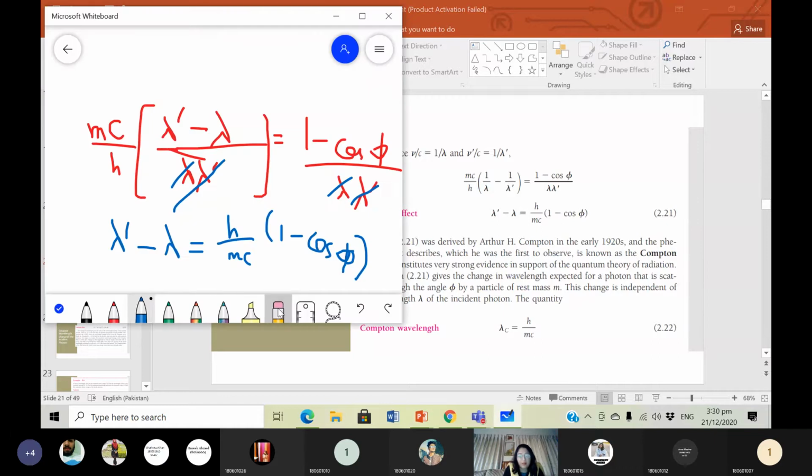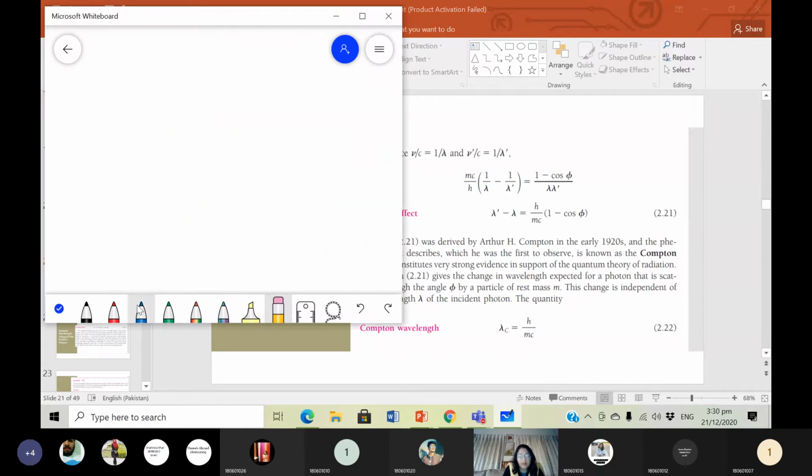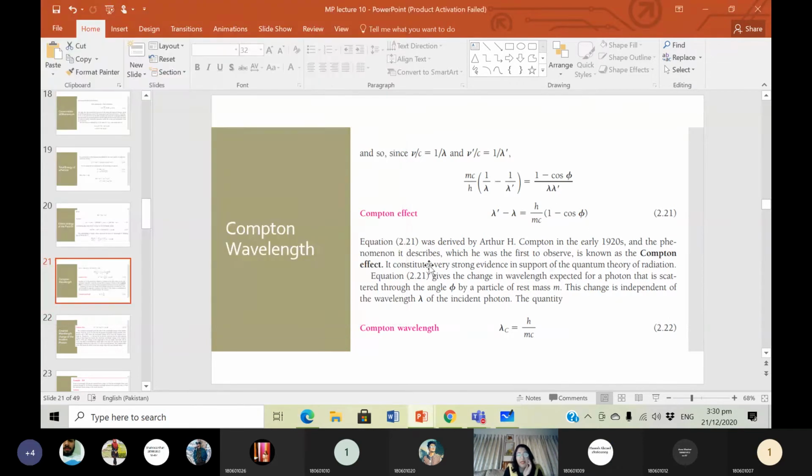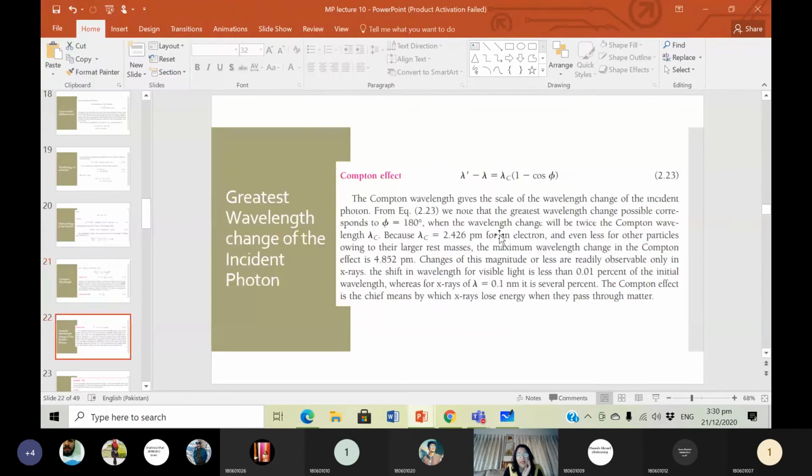If we draw a diagram for cos of theta, we have a diagram that looks like this, okay? Because it's 1 minus cos theta, okay? If cos is 1 here, then it will be 0. And here, what will its value be? -1. So if we put -1 here, it becomes 2 times h over mc. So that is the greatest possible change in the wavelength that you can get, okay?